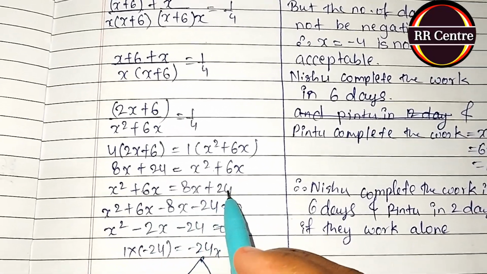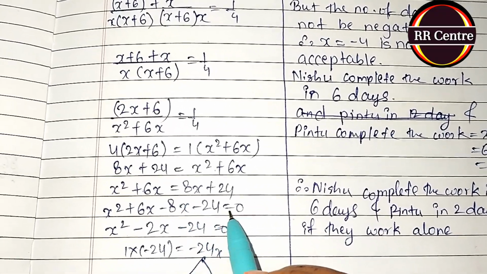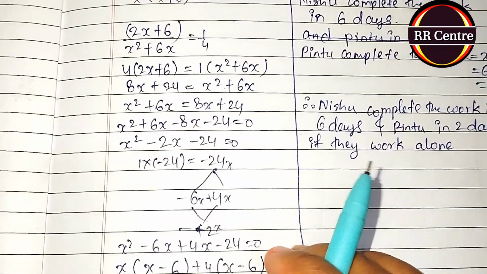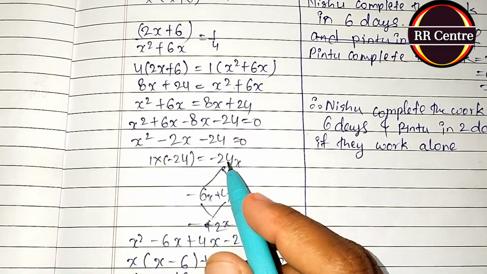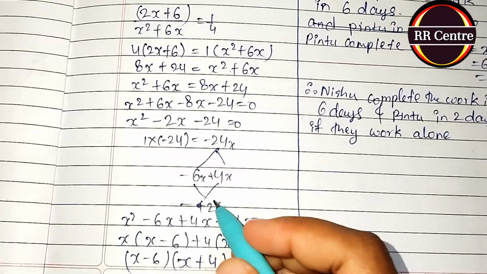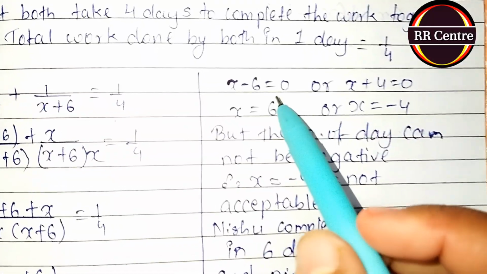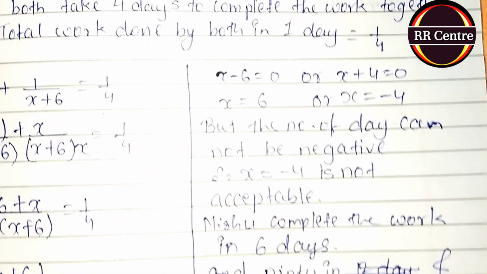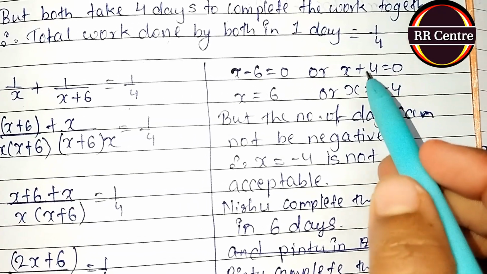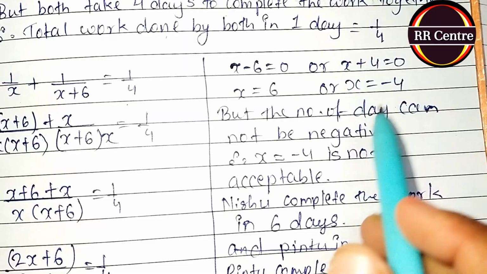Then writing it as equal to 0, we get x square minus 2x minus 24 is equal to 0. Then take the coefficient of the first term and last term, and cross check which factors are coming. Now x minus 6 is equal to 0 or x plus 4 is equal to 0. So x is equal to positive 6, or x is equal to minus 4.